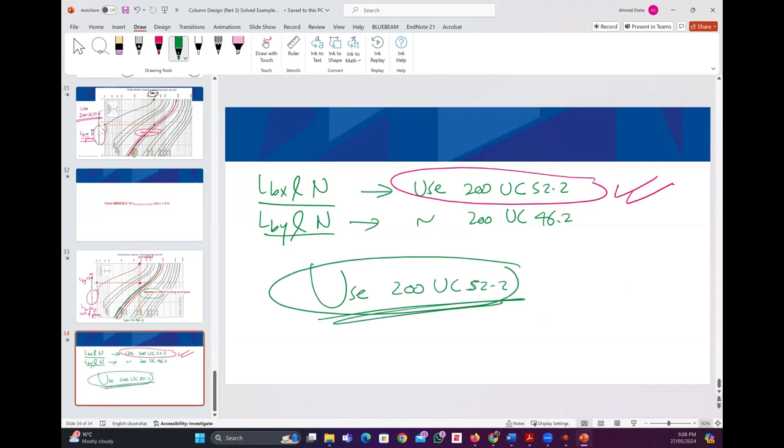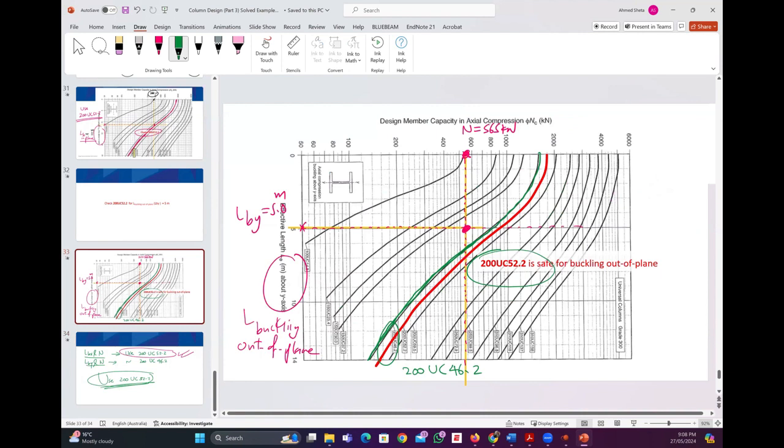Are you okay with that? Yes, that makes sense. So that's why he just pointed to the red one directly, because the red one is bigger than the green one. So we need to choose the bigger one. Okay. Are you okay with that? So this is the final step in the column design. Yeah, we're all good with that.